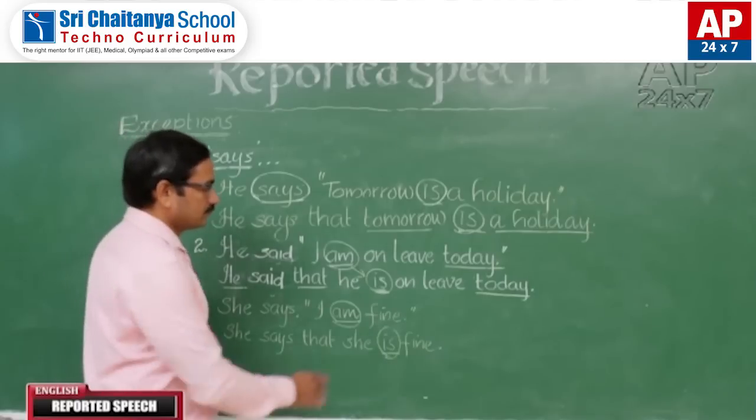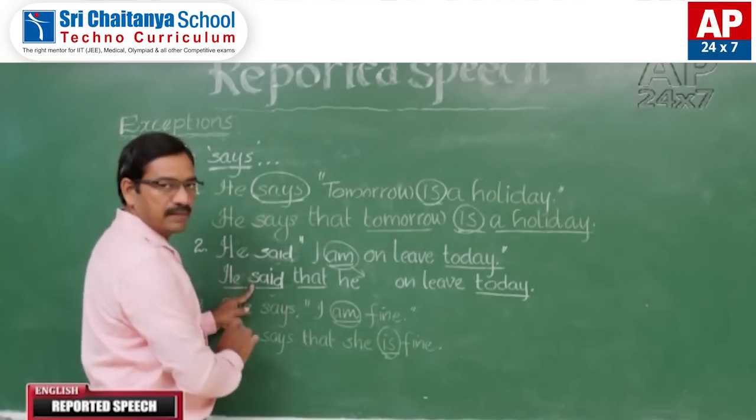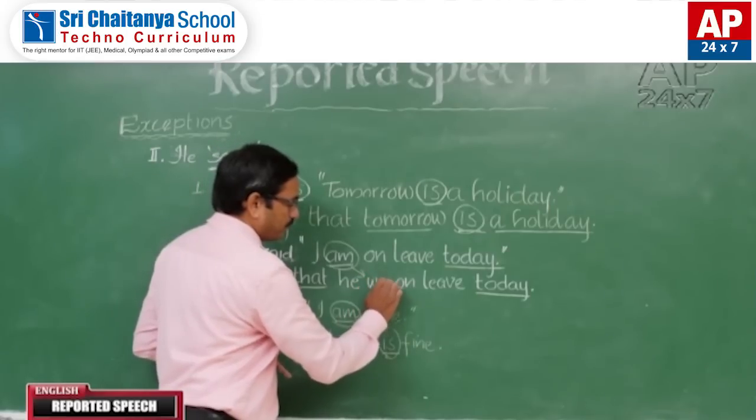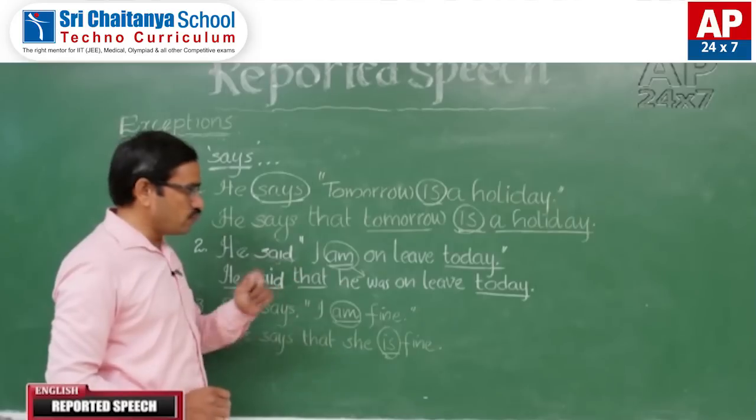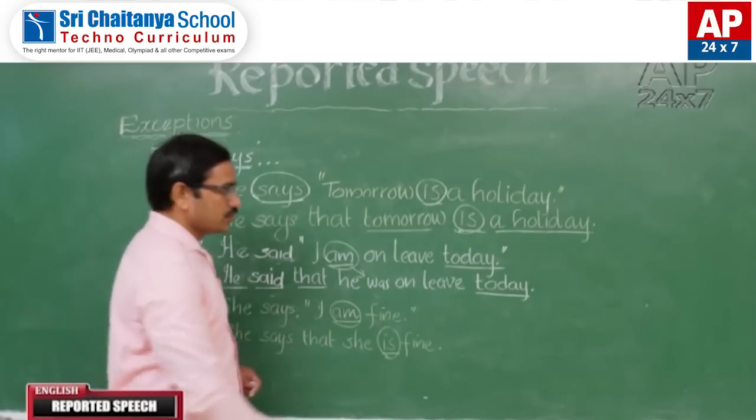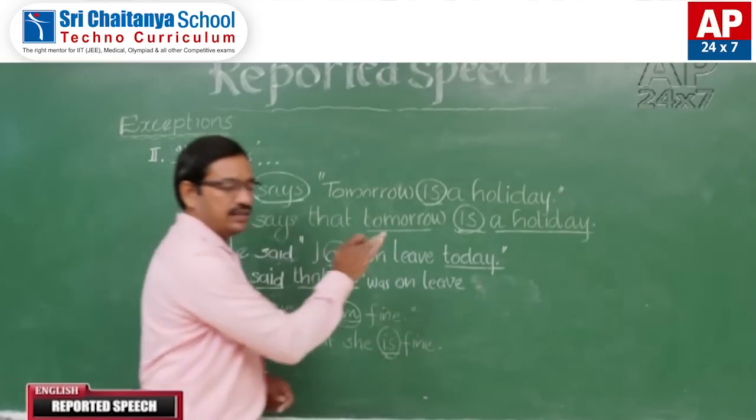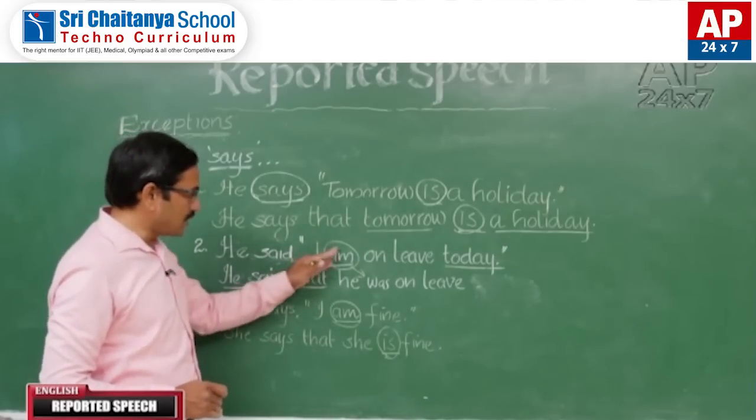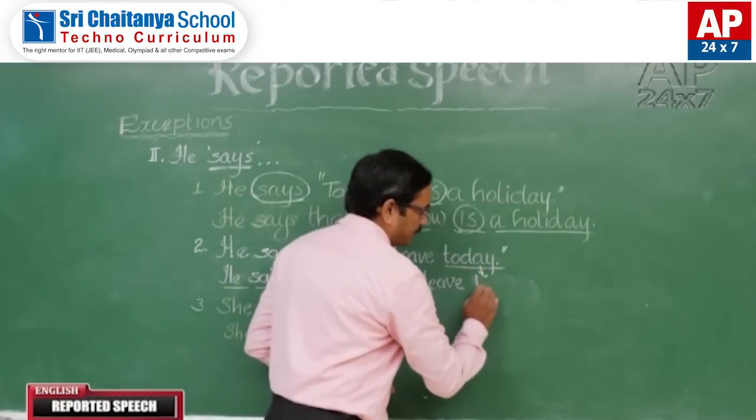that he, obviously, when we change the reporting verb into the past tense, the present tense must be changed into past form. The simple present becomes simple past. He said that he was on leave. So, today cannot stay today when we change direct speech into indirect speech. We have changed am into was, past tense. So, today will become that day.